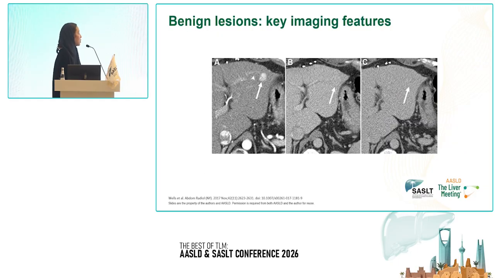The typical imaging features of benign lesions is that they tend to be small, well circumscribed. They are hyperattenuating on the arterial phase of imaging, and they are isoattenuating on delayed or portal venous imaging.